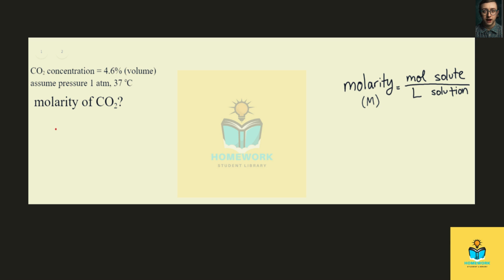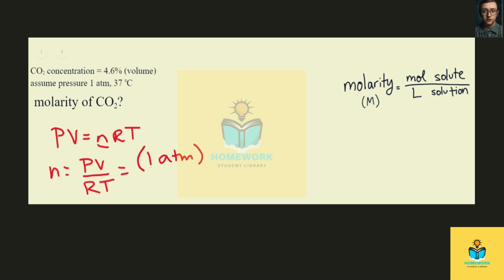Recall that's PV equals nRT, where n is the number of moles. So I'm going to solve for n, divide by RT on both sides. And the values that I'm going to plug in here: P, the total pressure, that's 1 atmosphere. The volume, recall that if it's 4.6% by volume, I'm going to assume that I have 1 liter of gas, and 4.6% of that is 0.046 liters.